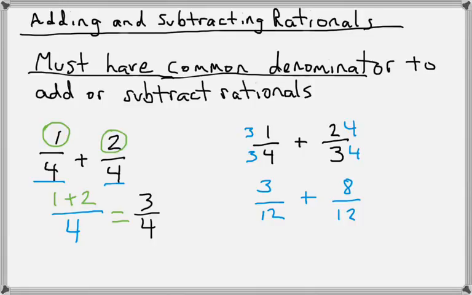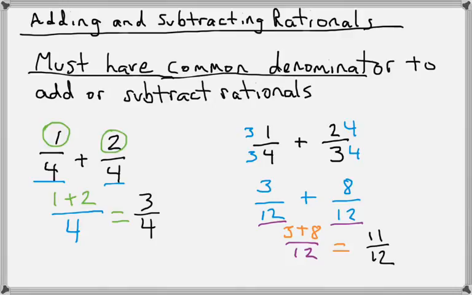Now we have, change color here, the same denominator. So we would keep it and we would add my numerators. So I'd have a 3 plus an 8, and we would arrive at our final answer of 11/12. So hopefully you remember doing that type of work with your regular numerical fractions.